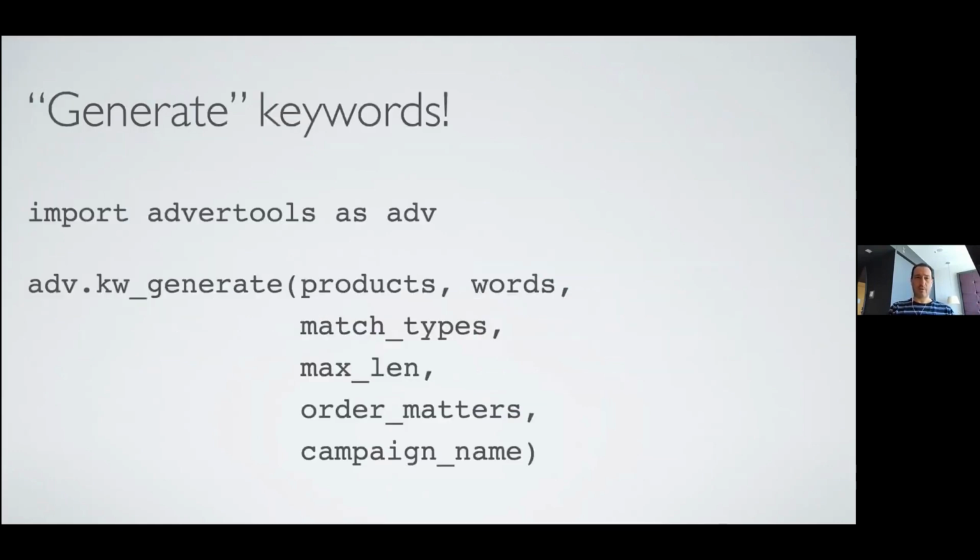So we're going to be using Advertools, which is the library that I have. It's open source and free. It's written in Python. And the first function I'm going to introduce is the keyword generate function. It takes these parameters. We'll go through them one by one in detail now, so you can see how things work. So don't worry about them just yet.